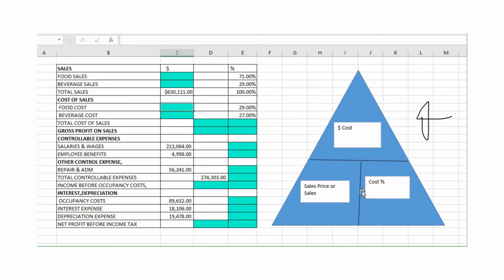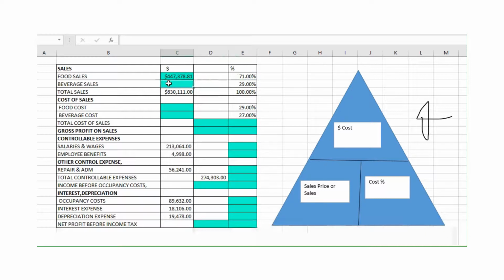Now, this is where the costing triangle comes in handy again, is that we know the sales and the percentage of the sales, so we multiply the two together to get our respective food sales. So we take 630,000 and multiply it by 0.71 or 71%. And it gives us a food sales of $447,378.81. Again, just multiplying the two, total sales multiplied by the percentage of sales, and that'll give us our dollar sales for food.